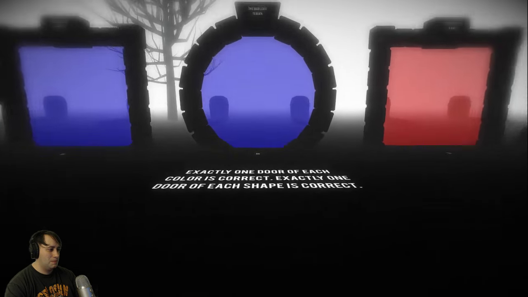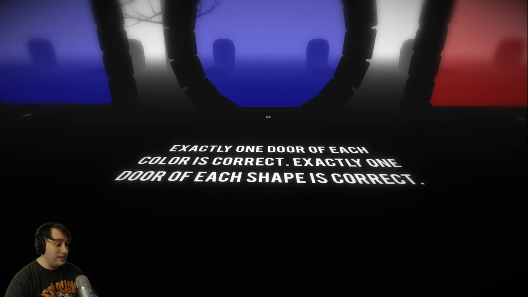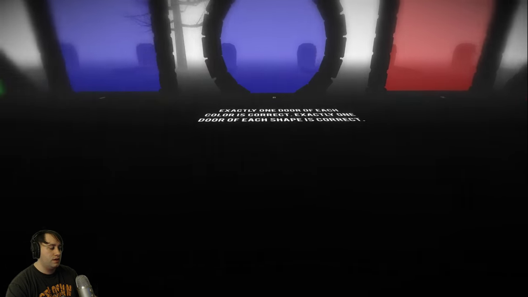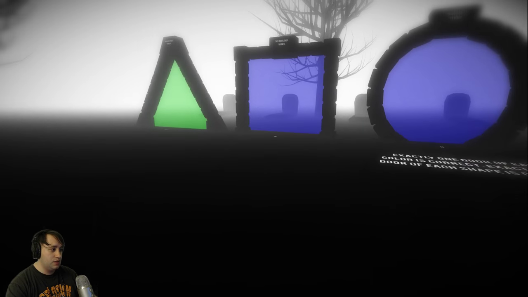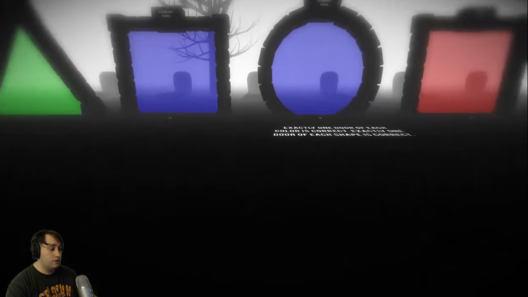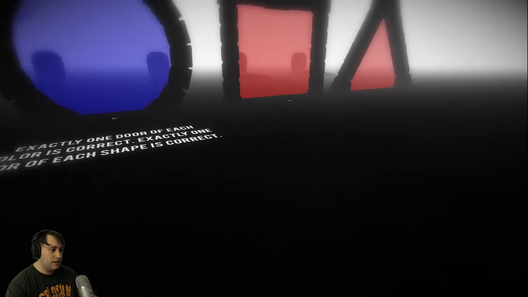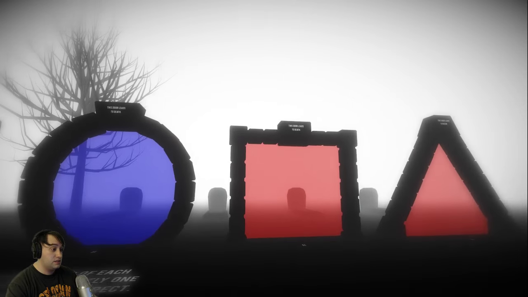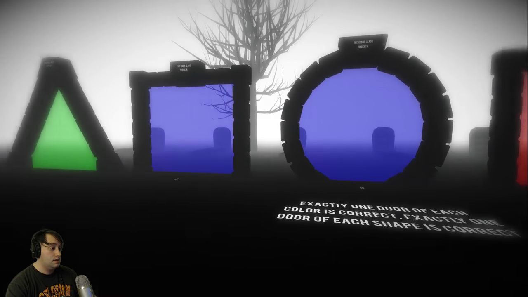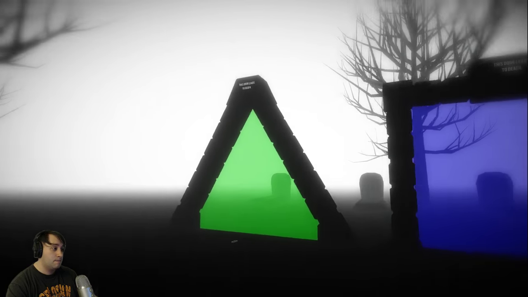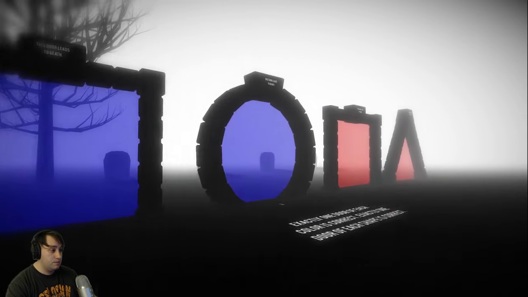Whoa! Okay. Exactly one door of each color is correct. Exactly one door of each shape is correct. Well then, in that case, we don't even need to read these. One of each color is correct, so this green one must be correct. In that case, since this cannot be correct, this is correct. And since that cannot be correct, this is correct.